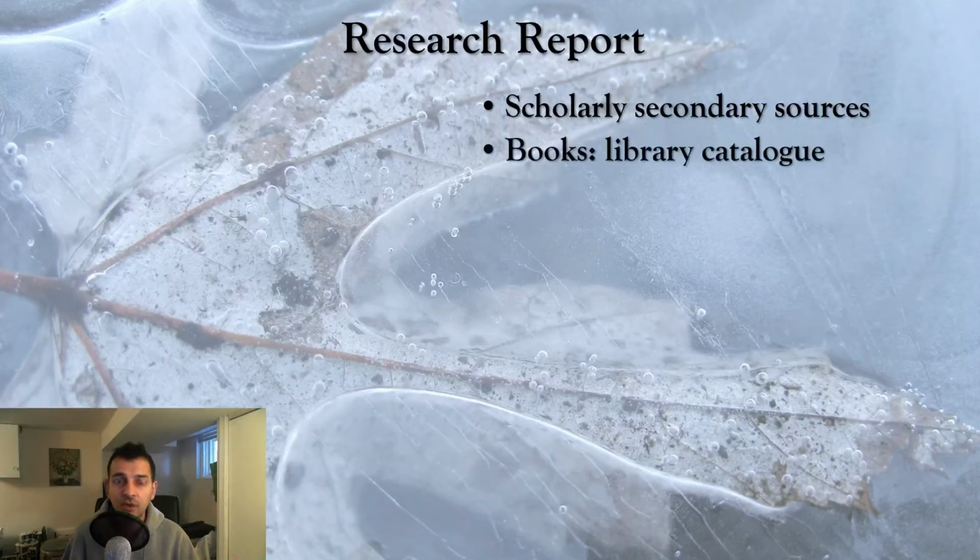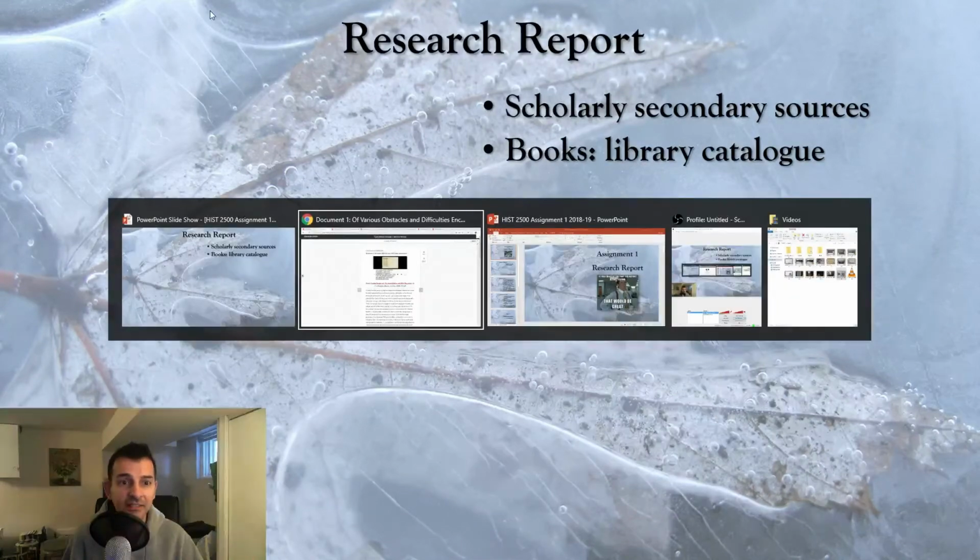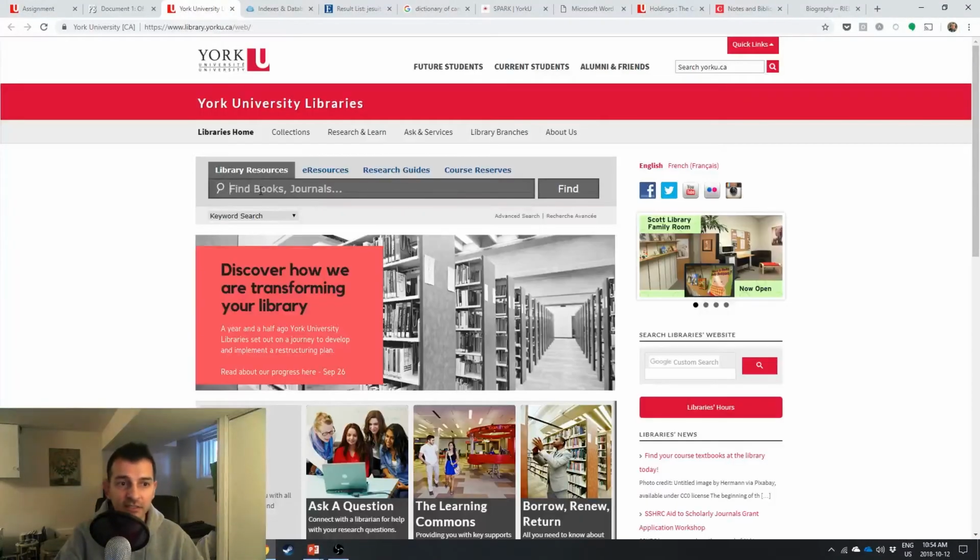The first, of course, are books, and those can be found in the library catalog. Those are easily found just using the search bar here in the library catalog, putting in key terms that are related to the document that you're looking at.